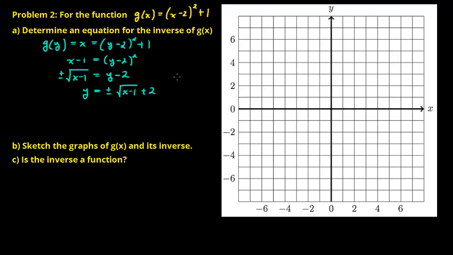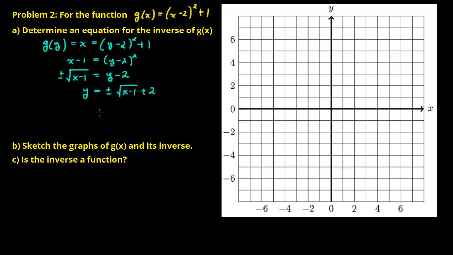plus 2. Now, an important thing to note here is that for a single input of x, let's say I input x is equal to 5 into this equation, I'm going to get out 2 values for y. So in this case, the inverse of g of x is not a function. When we swap x and y, for a single input we get 2 outputs for y. So the inverse is not a function.